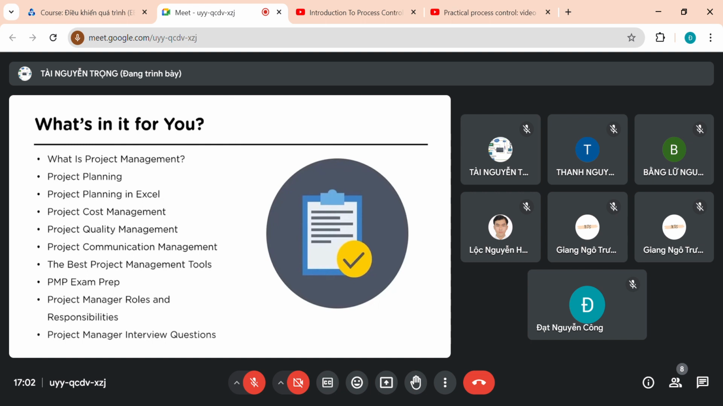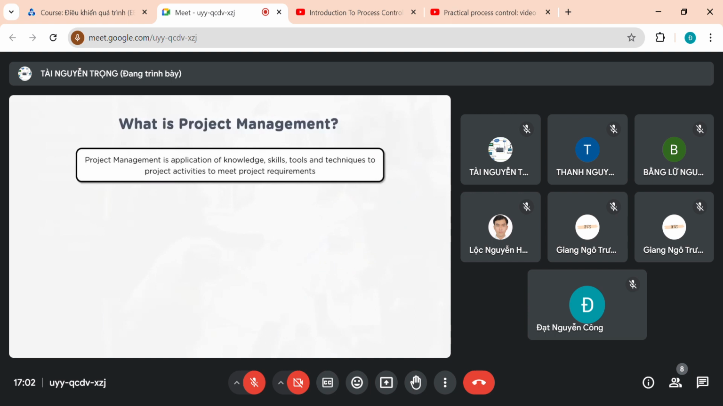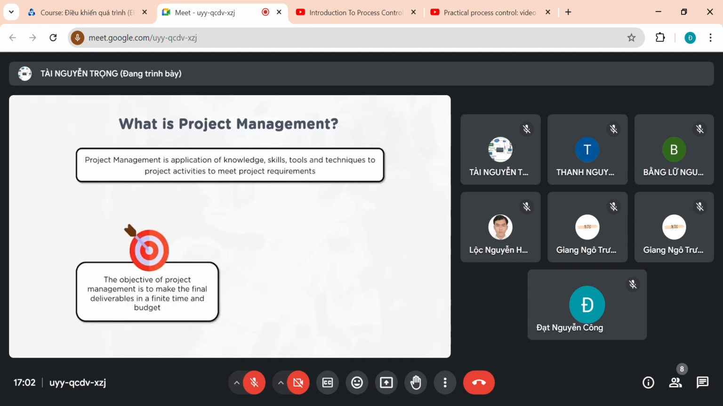Now, as defined in PMI's PMBOK, project management is the application of knowledge, skills, tools and techniques to project activities to meet project requirements. So every project will have an objective to accomplish. Similarly, the objective of project management is to make the final deliverables in a finite time and budget.